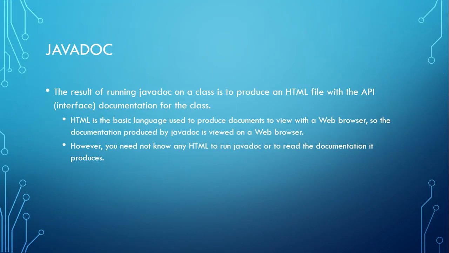The result of running JavaDoc on a class is an HTML file with the API or interface documentation for the class. If you're not familiar with HTML, it's a basic language used to produce documents to view with a web browser, so the documentation produced by JavaDoc is used in a web browser. Open up Google Chrome, Edge, Firefox, whatever you have set as your default.